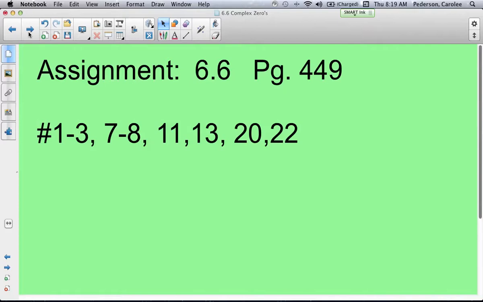Here is the assignment for section 6.6 on page 449. It's 1 through 3, 7 through 8, 11, 13, 20, and 22.